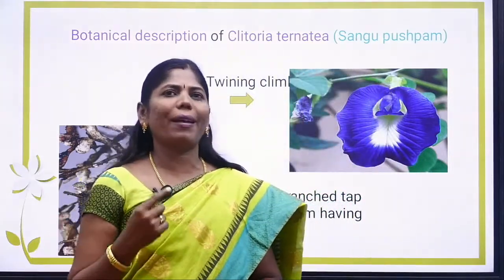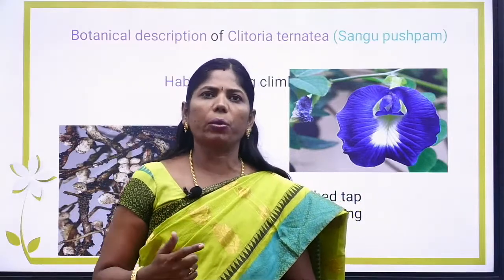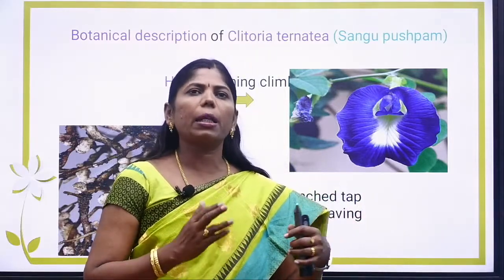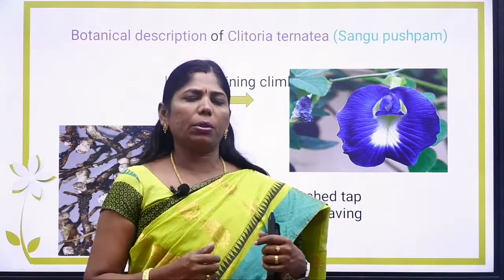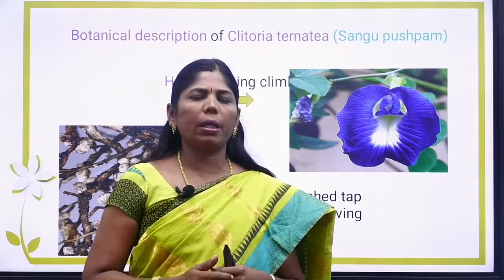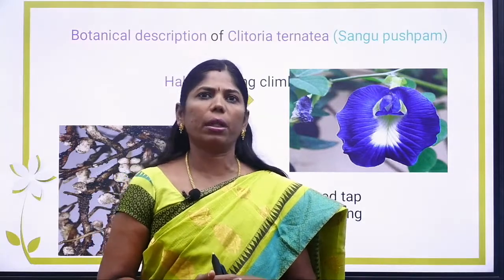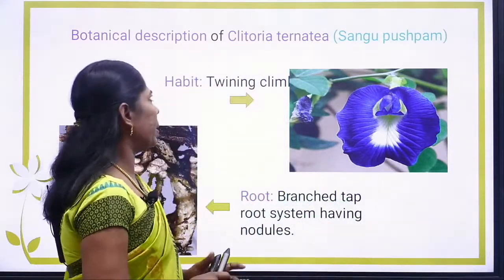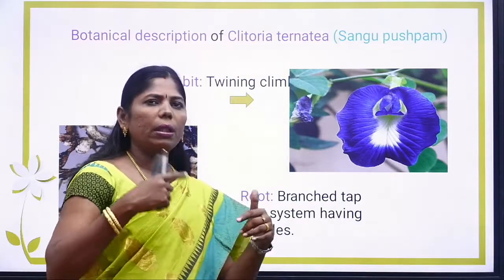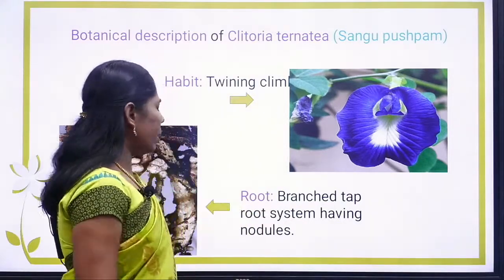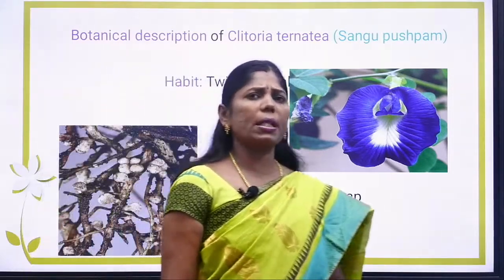They cannot stand erect. Okay, they need some support. So they have to climb neighboring plants to survive. They climb because the stem is very weak. So the habit is climber, a twining climber. So next we are going to see the root.